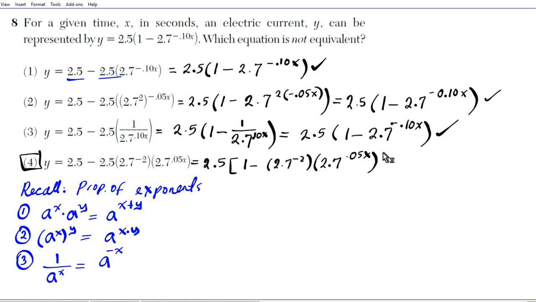Now what's the rule when you're multiplying two powers with identical bases? You simply add the powers. So we have 2.5 times 1 minus 2.7 raised to the negative 2 plus 0.05x. That's the simplified form. Is it equivalent to that? Absolutely not. That's why our answer is option number 4.